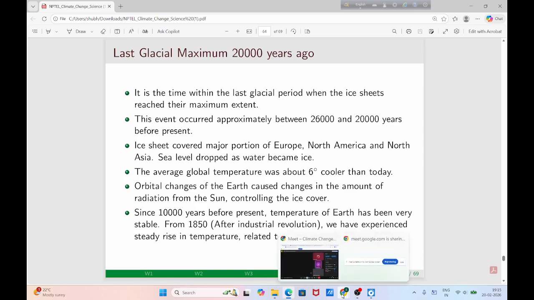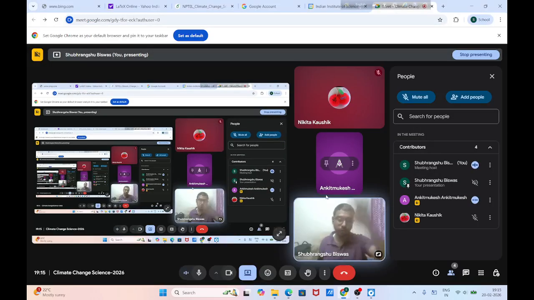Okay, now just for interaction I would like to ask one question. Do you know about snowball earth? Snowball earth के बारे में आपको किसी को पता है?